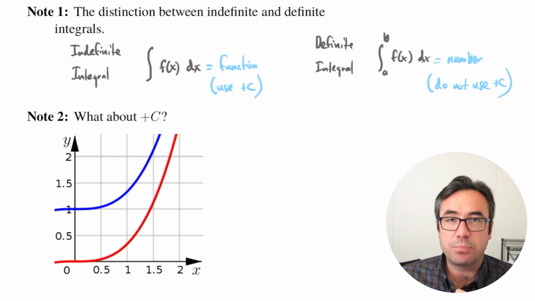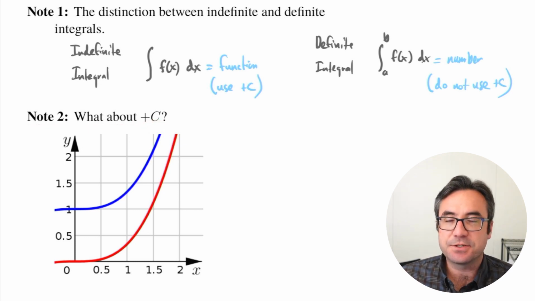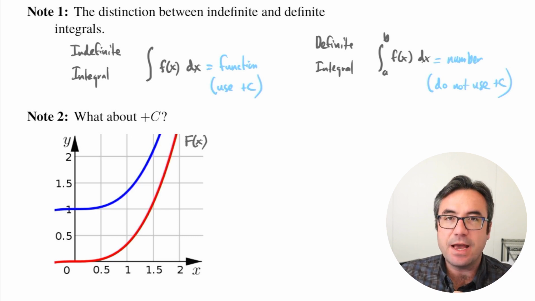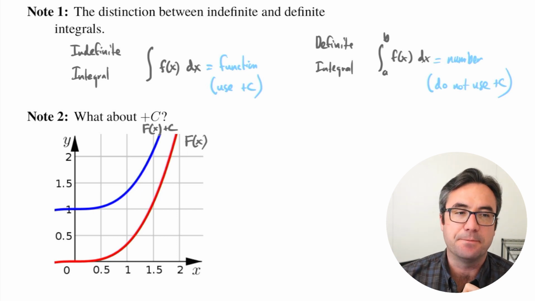So we don't have to use that plus c in our work. Why not? Well, it turns out it just cancels out. So let's suppose that we have two antiderivatives. So let's say we have capital F of x, and then maybe some other one, capital F of x plus some constant c.